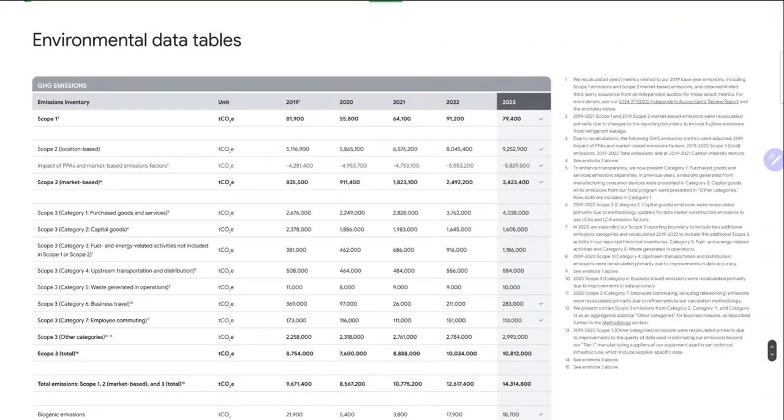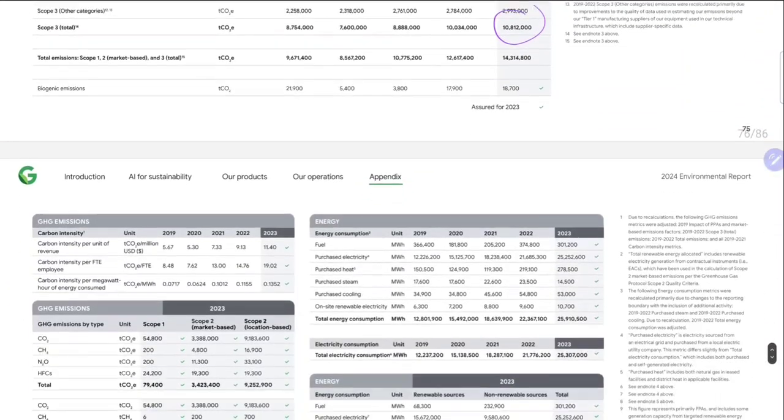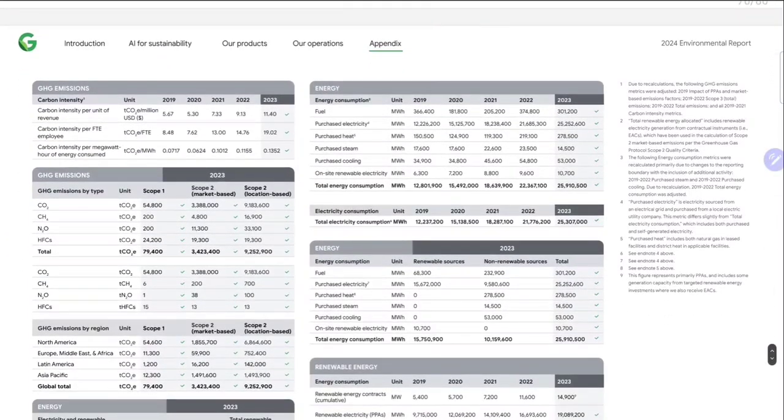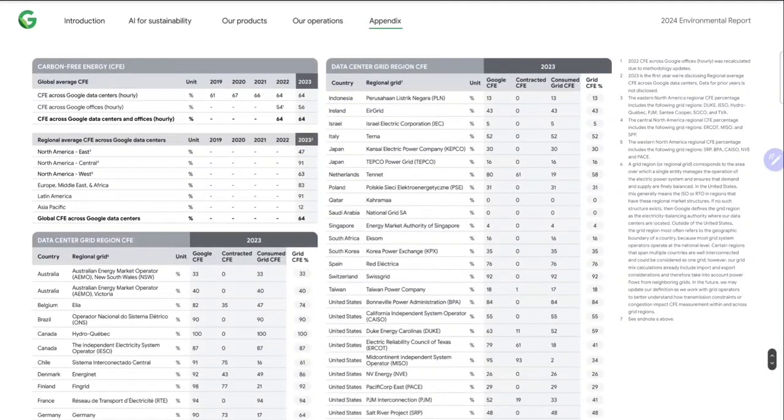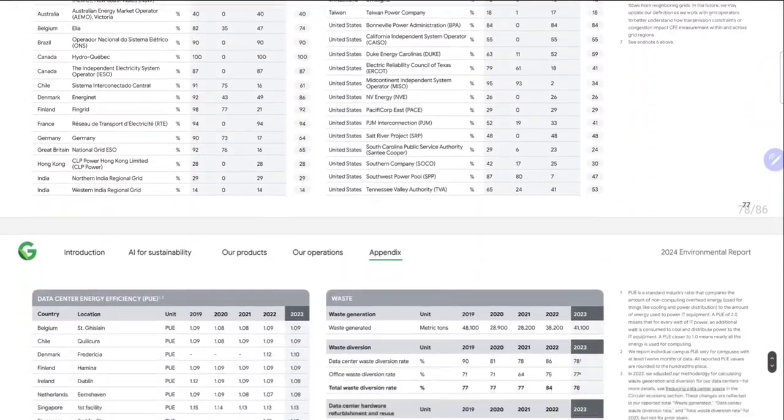And environmental data tables: as we have discussed earlier, starting from the baseline 2019, we have the scope 1, 2 and 3 emissions, and the data is available. So scope 1 is this for 2023, scope 2 is this, and scope 3 also. In total it is there. For GHG emissions, energy consumption, everything, every piece of information is provided here. Carbon-free energy, data center grid energy.